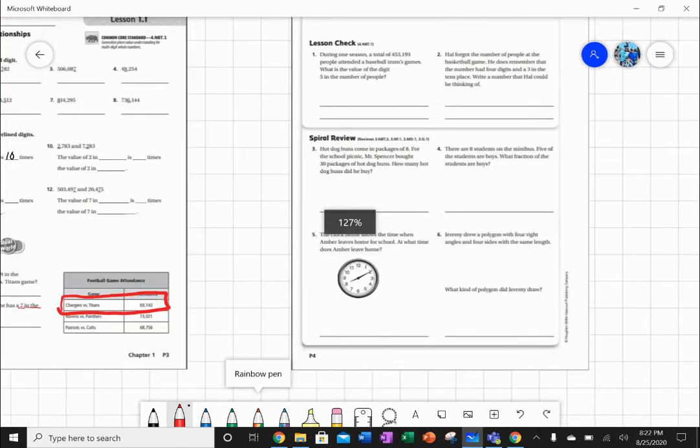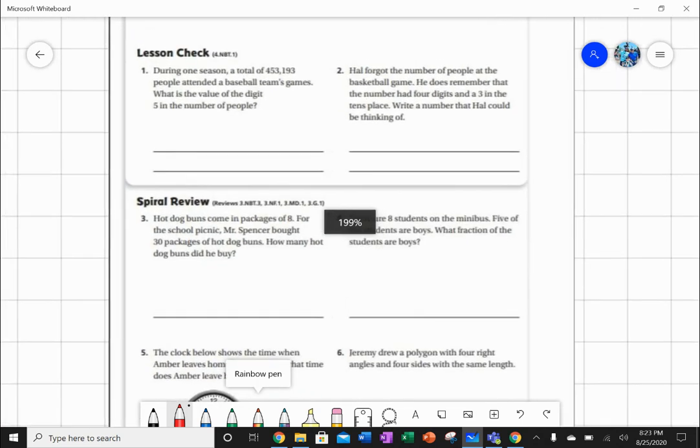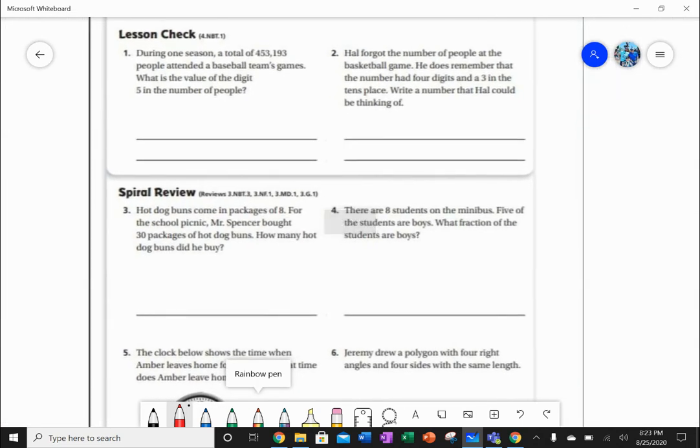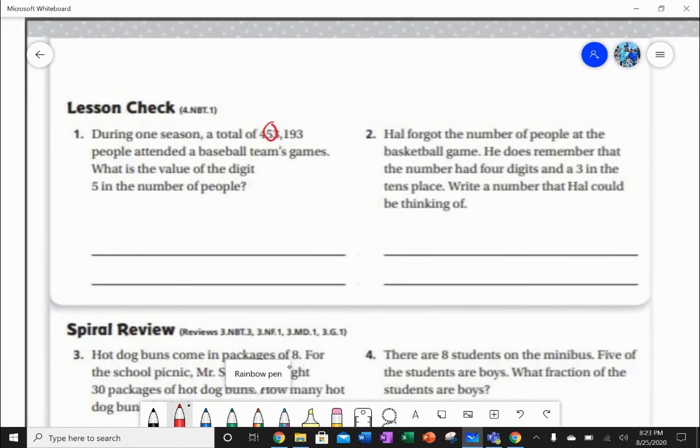On the back page of your homework page, or this assignment right here, is a lesson check. So here we have a problem again. Number 1 says during one season, a total of 453,193 people attended a baseball team's games. What is the value of the digit 5 in the number of people? So again, pay close attention to that 5. You're trying to figure out what's the place value of that 5.